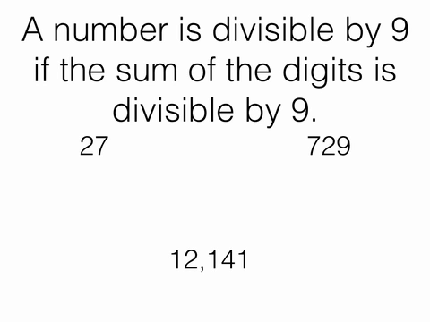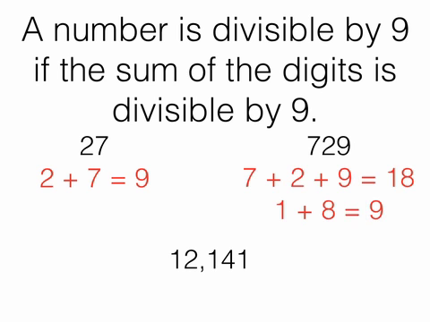Number is divisible by 9 if the sum of the digits is divisible by 9. Same pattern, same method you'd use for 3 and 6 you'd use for 9. Here 27, we know it's divisible by 9 because 2 plus 7 equals 9. 729, we can add those numbers down to just a single digit, which is 9. So 729 would be divisible by 9. 12,141, all those digits added together equal 9, so again, that number is going to be divisible by 9.